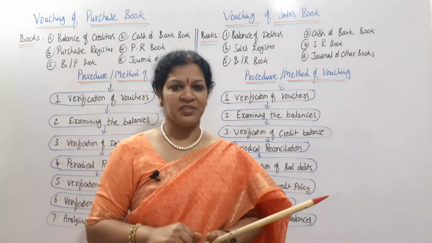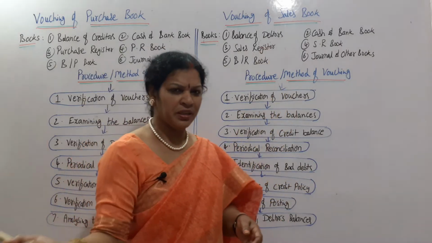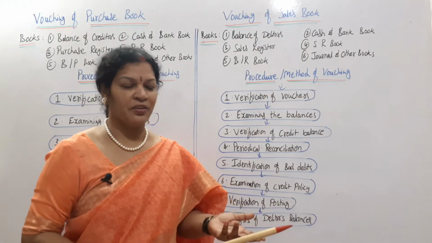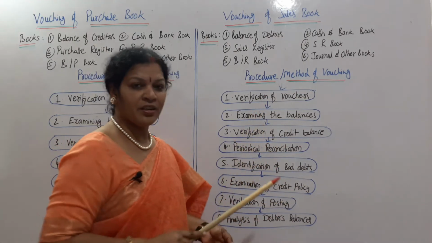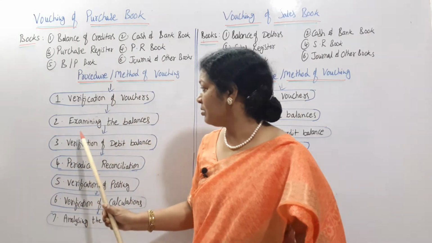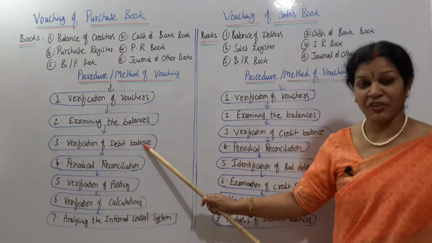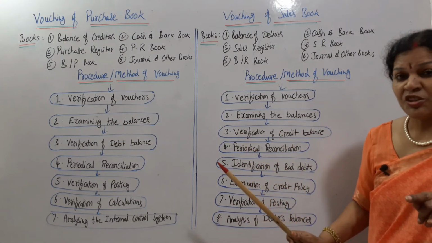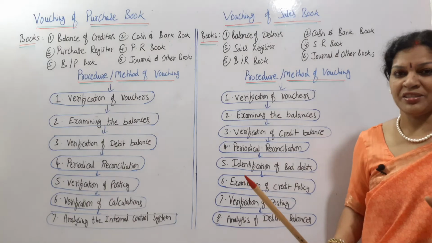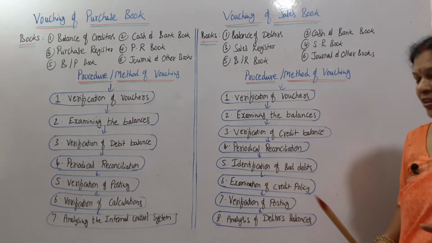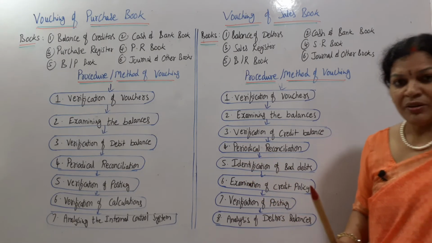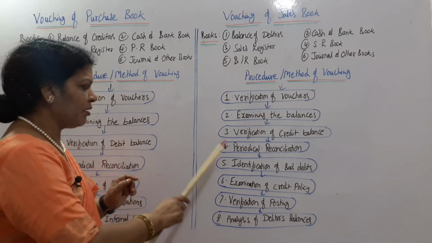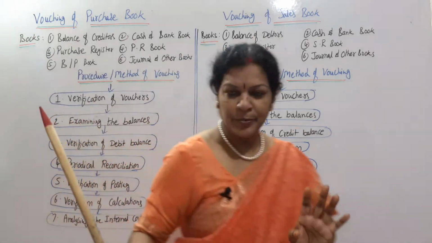Sales book, how much balance is there? That balance you have to observe. Same like that one only. And verification of credit balances. How much credit balance is left? Then after that, periodical reconciliation. Here it was examining of debit balance, verification of debit balance. Here credit balance, because sales shows always credit balance. And periodical reconciliation: when we have sold, what is the date? Same like here also we have done periodical reconciliation. Can you see? I'll stand here.